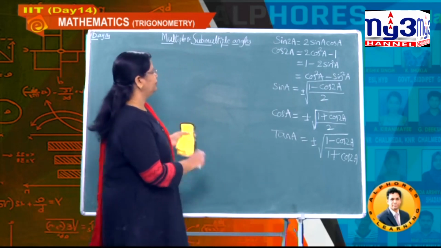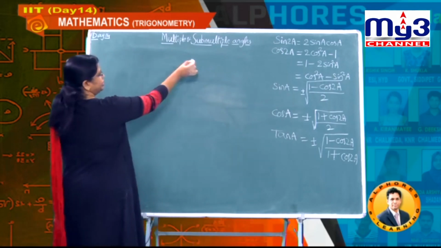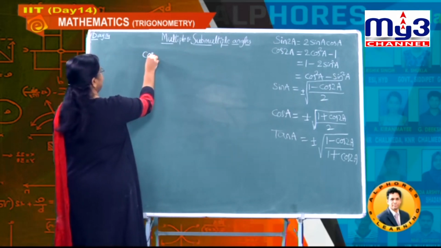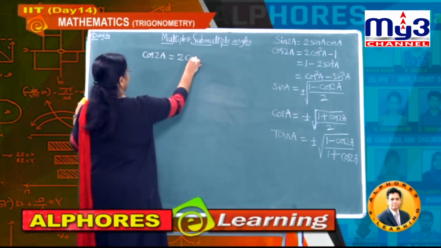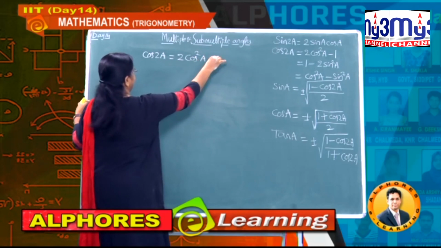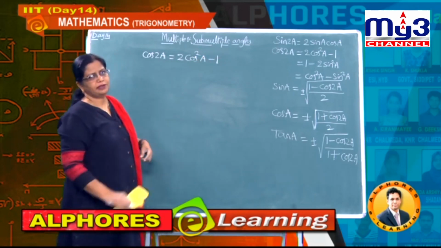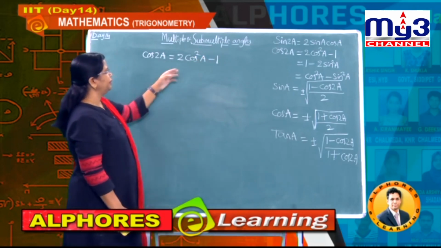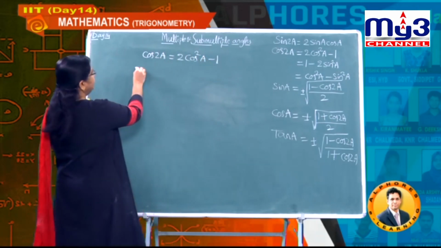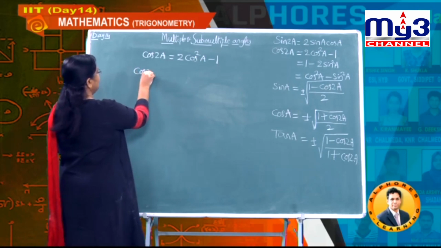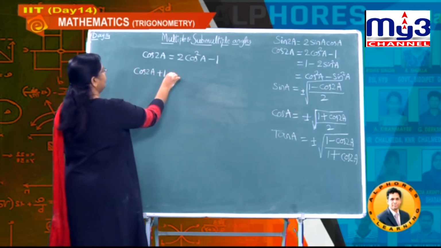Now you know this cos 2a value. What is the cos 2a formula? It is 2 cos square a minus 1, and the other one is 1 minus 2 sin square a. Okay students, now I am sending this minus 1 to this side, then it will become cos 2a plus 1 equal to how much?